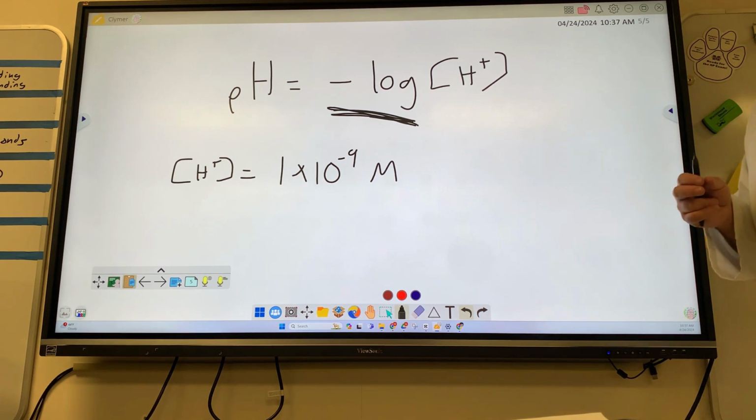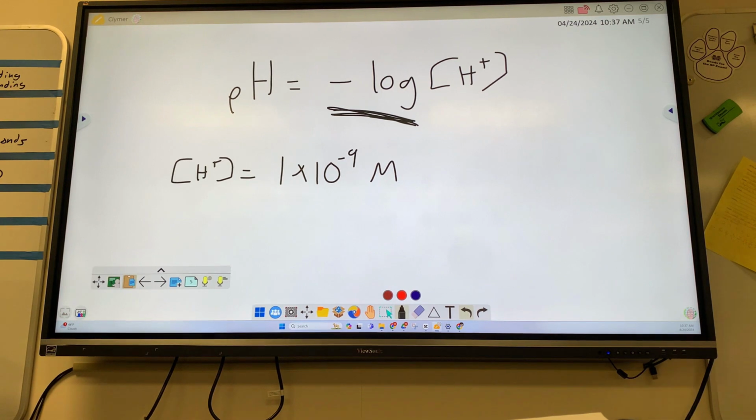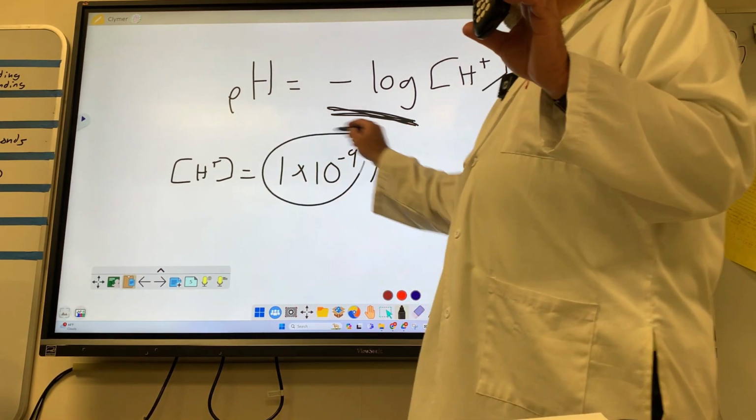Okay? And to do that, you need the button on your calculator called log. So negative log, so you'd hit the negative button. You'd hit the log button. And then you see it gives you an open parenthesis to put something in there. What you're going to put in there is just our number.